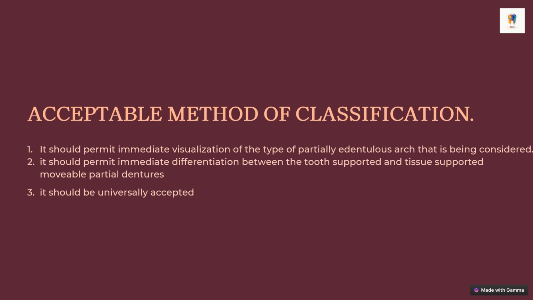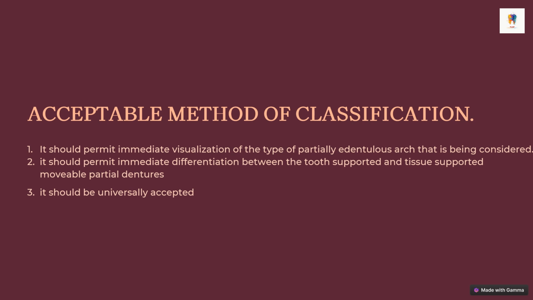So what is the acceptable method of classification if you are proposing one? Why will it be accepted? The classification that you are proposing, or that has been proposed, should permit immediate visualization of the type of partial edentulous arch that is being considered. It should also permit immediate differentiation between tooth supported and tissue supported removable partial dentures. It should always be a universally accepted classification. Many people worldwide should accept it.